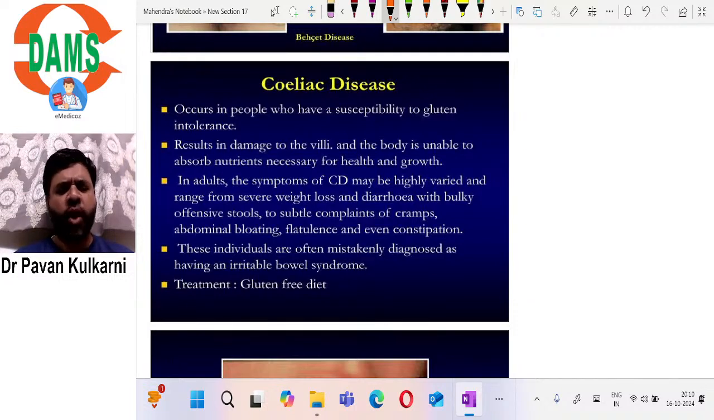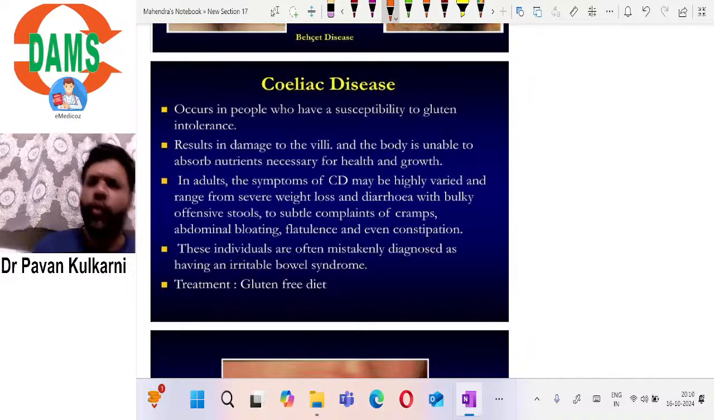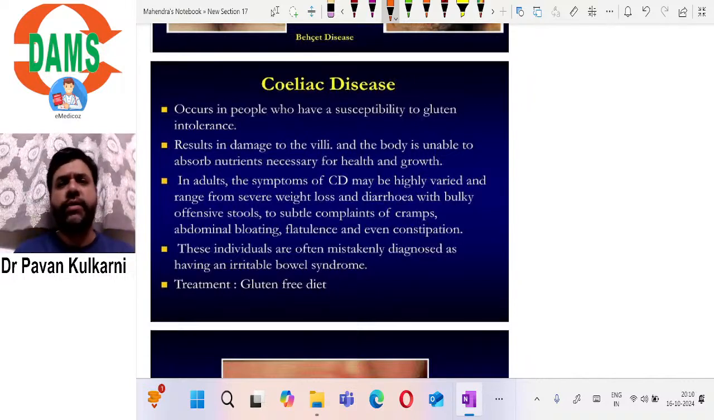which is a very common manifestation that you see in case of celiac disease. So this is an overview. You would have learned in detail in medicine what celiac disease is, mainly because of the gluten.